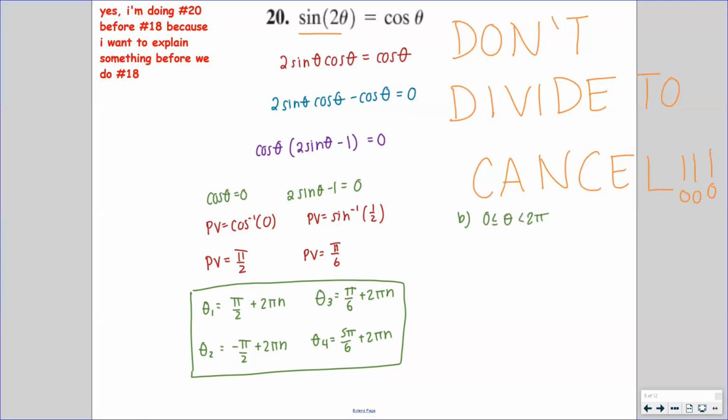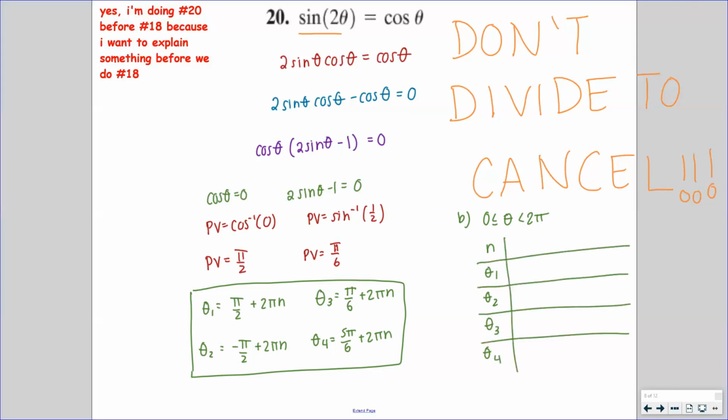And then we're looking for the general or the particular solutions between 0 and 2 pi, inclusive of 0, exclusive of 2 pi. Here we go. So again, really quickly, going back, when you killed that puppy corgi or the giraffe, we were losing all of this information because we divided to cancel. So don't divide to cancel.